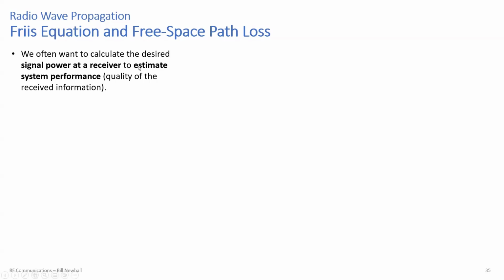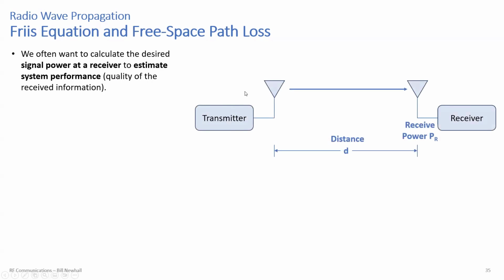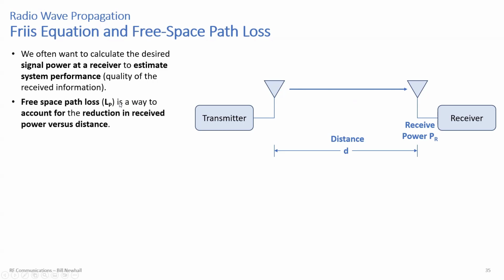By that, I mean the quality of the receive information. Can we hear the voice without much noise? Can we get the data without many errors? Let's suppose you have a transmitter and a receiver. This is the transmitter with its antenna. Here's the receiver with its antenna. And the antennas are separated by distance d.